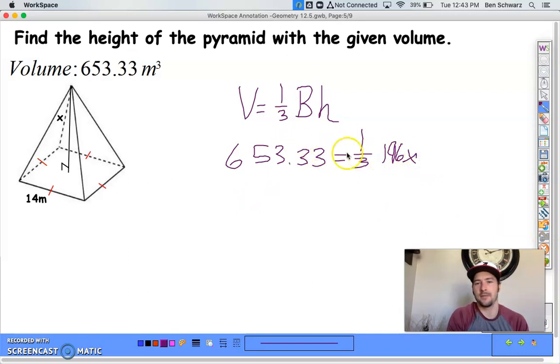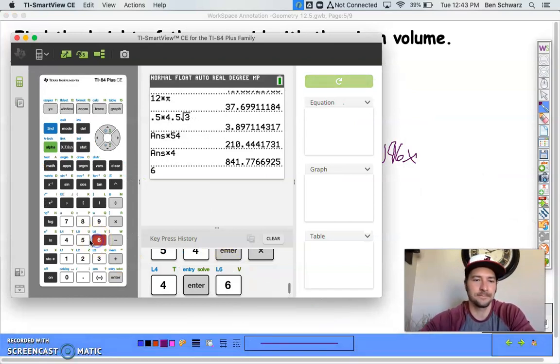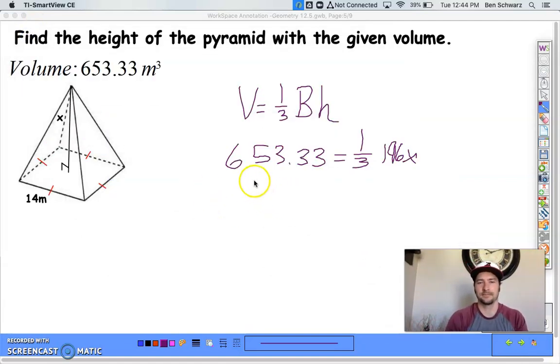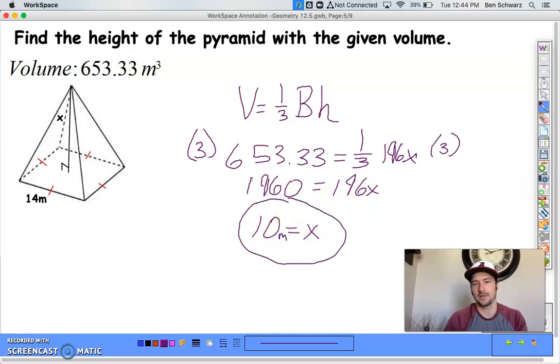I am going to multiply both sides by 3. So 653.33 times 3 is about 1,960. So when I multiply by 3 to both sides, okay, the 3 and the 1/3 cancel. That's what happened there. And then divide by 196. So x is going to be 10, and I'm in meters. So not too bad there.